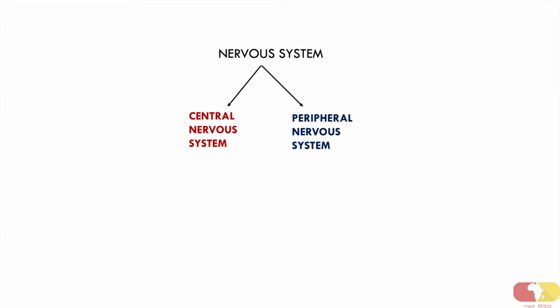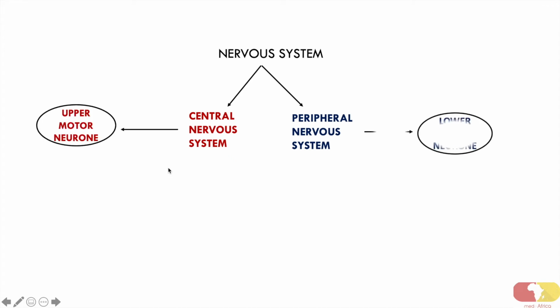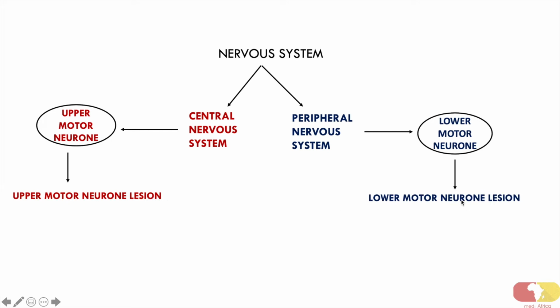So we've got two main parts of the nervous system, the central nervous system and the peripheral nervous system. Out of the central nervous system, you will get an upper motor neuron. Out of the peripheral nervous system, you'll get a lower motor neuron. From upper motor neurons, you get upper motor neuron problems or an upper motor neuron lesion. From the lower motor neuron, you will get lower motor neuron lesions. And the presentation of an upper motor neuron lesion is very specific.